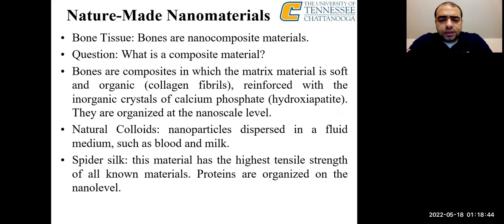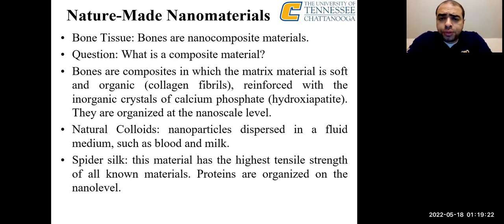Let's look at some nature-made nanomaterials. Bone tissue, for example, the bones, these are nanocomposite materials. So just to make sure you understand what a composite is. A composite basically is a material in which you have two components. You have two materials that are not mixed, but they function together. One of the two is called the matrix material, and then you have the filler or the reinforcement material. So you have the matrix and the reinforcement material.